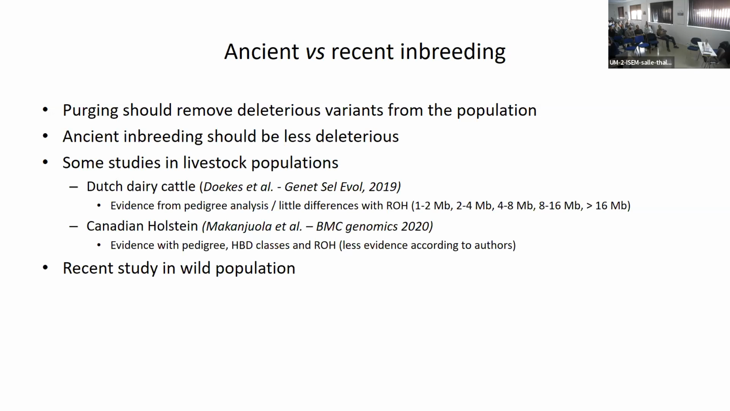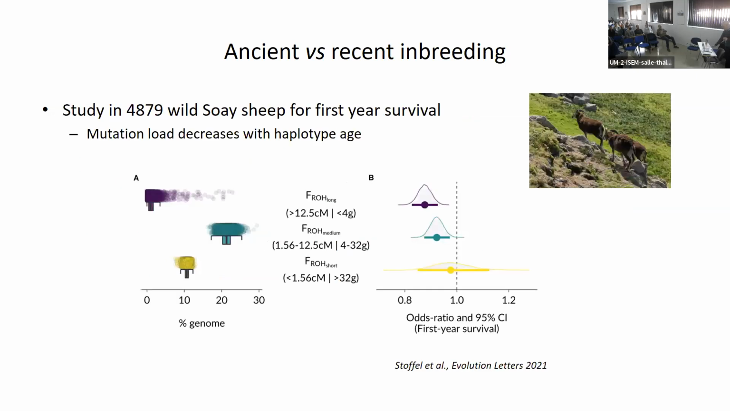And a recent study also in wild populations, the Soay sheep population from the group of Pemberton. They classified the runs of homozygosity into long, so the recent ones, the medium, and the short ones. And so this is the distribution in the population. For instance, the short ones contribute 10% of the genome with little variation.